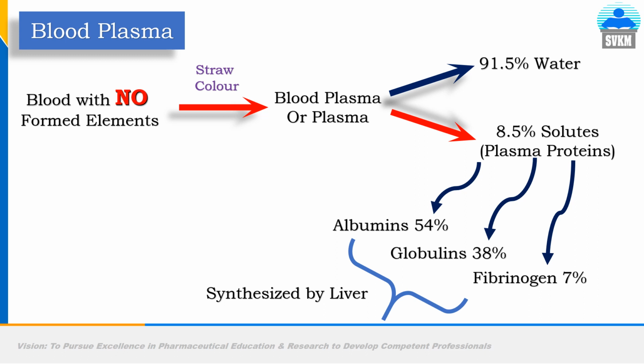So if you see the blood components, plasma and formed elements: plasma contains 91.5% water and 8.5% solute, whereas the formed elements are 99% RBCs and 1% WBCs and platelets.